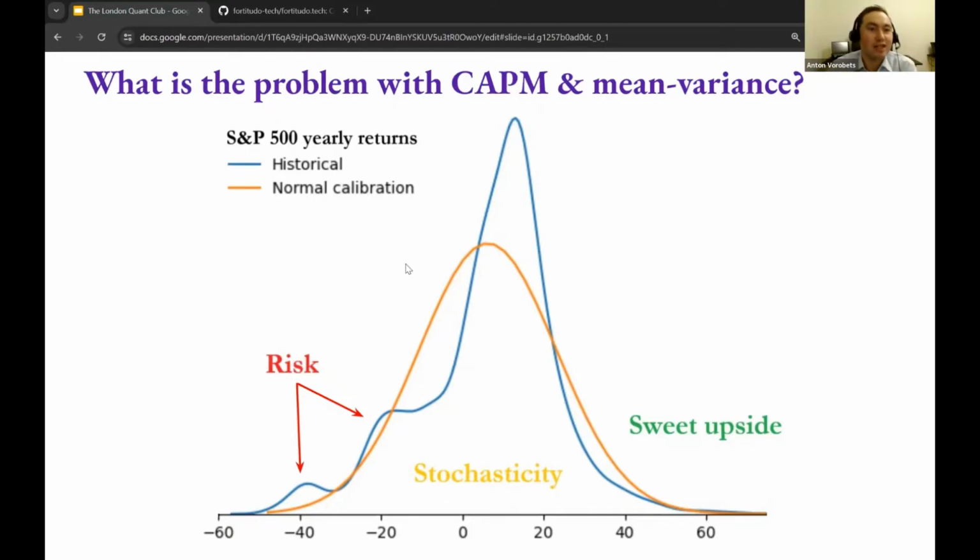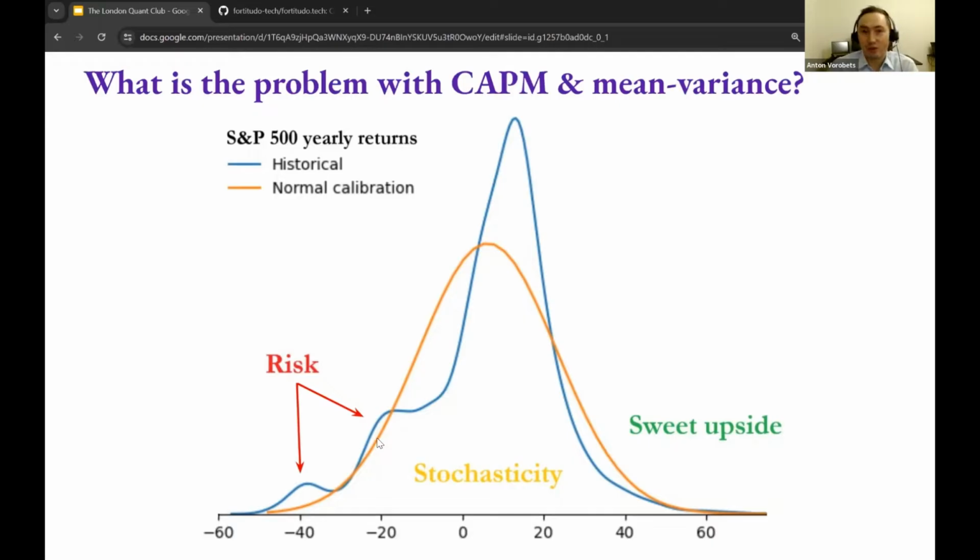So here, for example, you see the historical yearly return on S&P 500. This is the blue curve. And then you have the orange curve, which is the best possible normal calibration. So you can immediately see that scenarios where you lose 40 and 20% have happened much more frequently than this nice bell-shaped curve will predict.